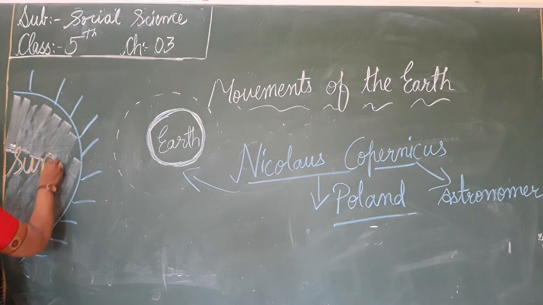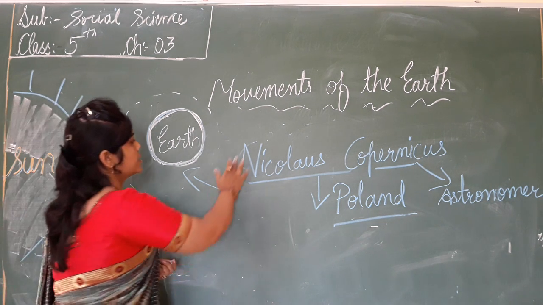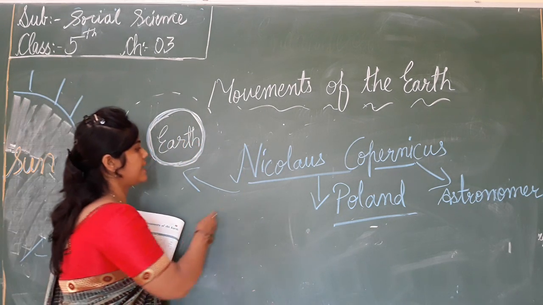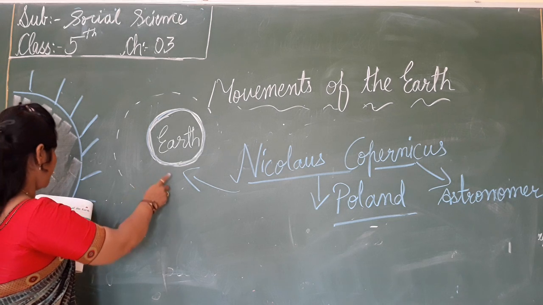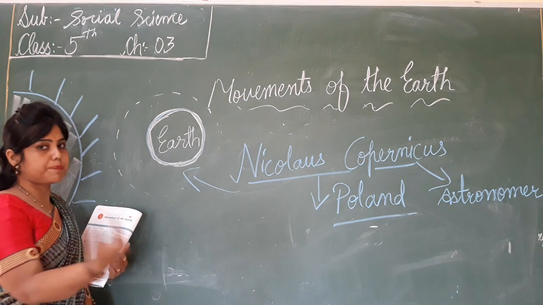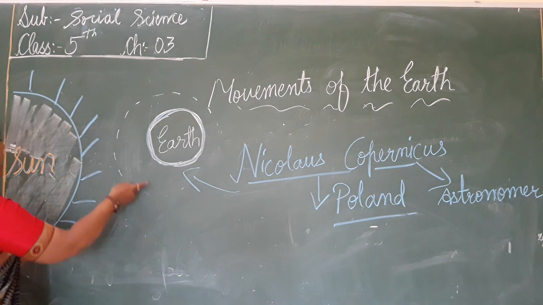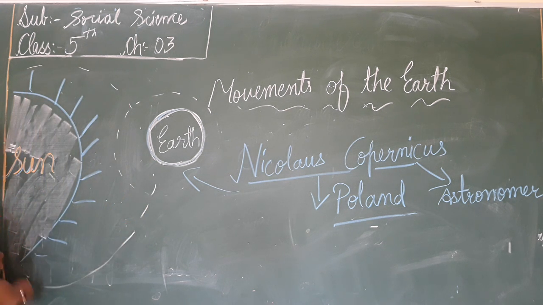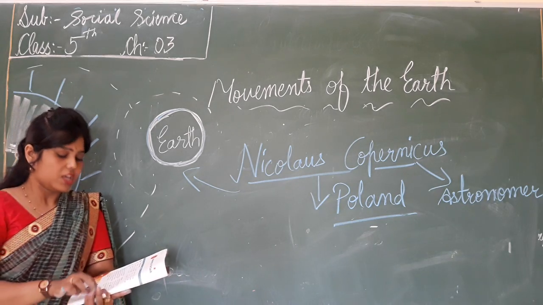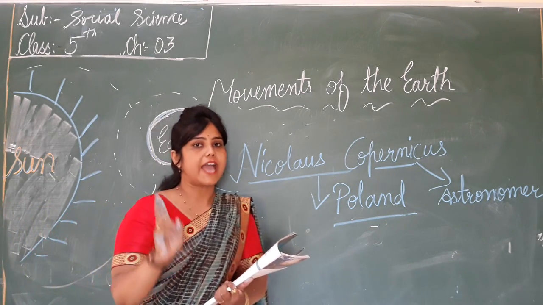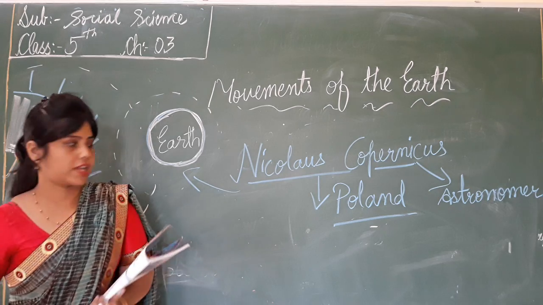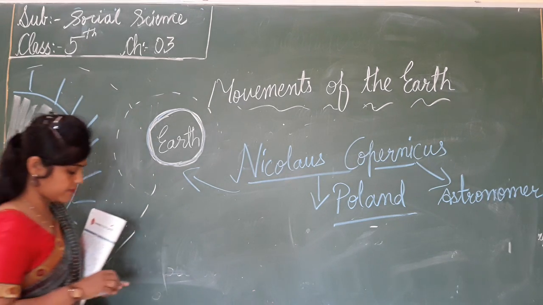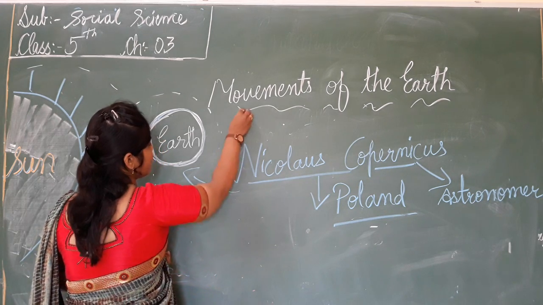This is the sun. So the first astronomer, and he belongs to Poland, said that the earth was moving. Yes, the earth spins on its axis, and the earth moves around the sun. Now the earth has two types of movements. Which two types of movements?